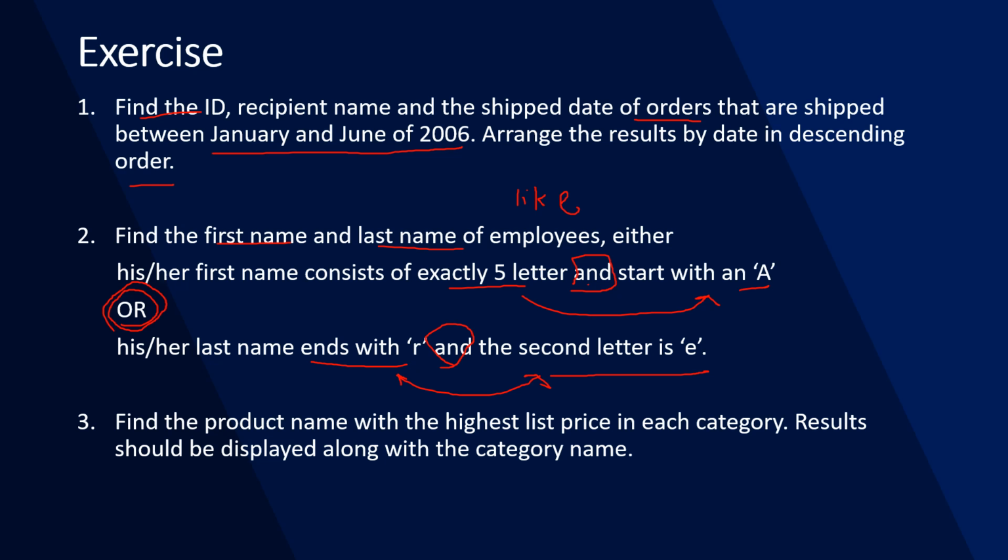Number 3 is find the product name with the highest list price in each category. The result should be displayed along with the category name. So go through this question and then make sure you email it to me. As usual, I will provide my email during our live later on. So yes, let me erase that to make it easier for you to look at it.